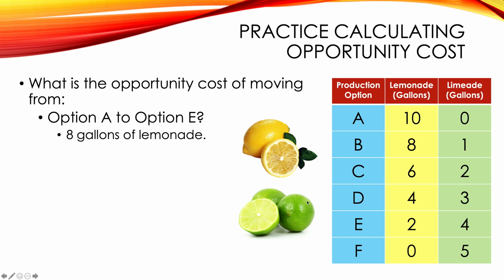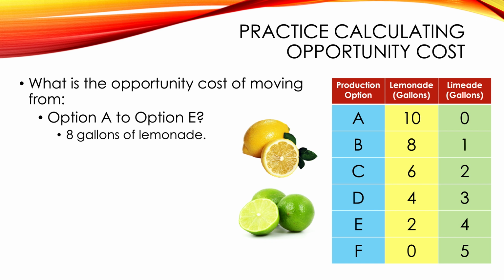So at option A, you were deciding to produce 10 gallons of lemonade, no limeade. You switch to option E, you're producing 2 gallons of lemonade and 4 gallons of limeade. So you're choosing to produce 4 more gallons of limeade than you were. But if you do that, you're going to have to give up 8 gallons of lemonade.